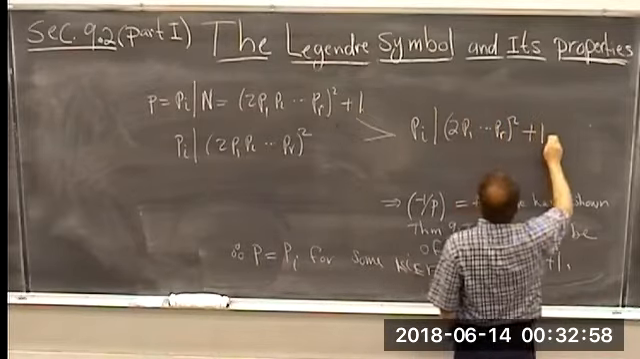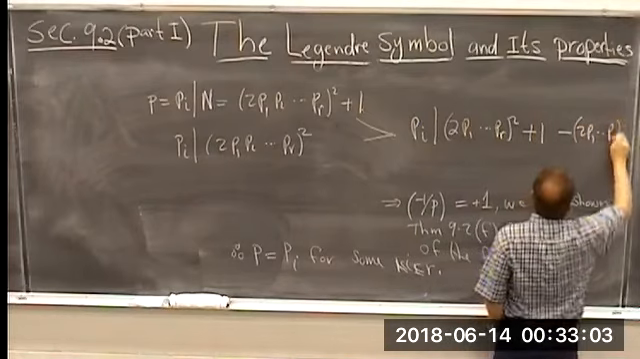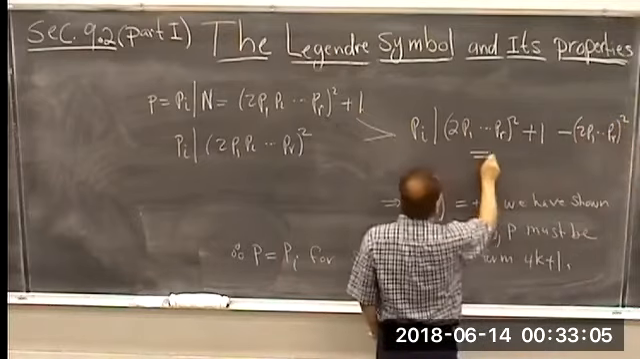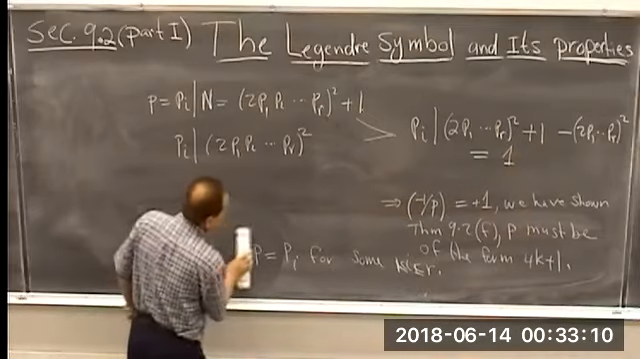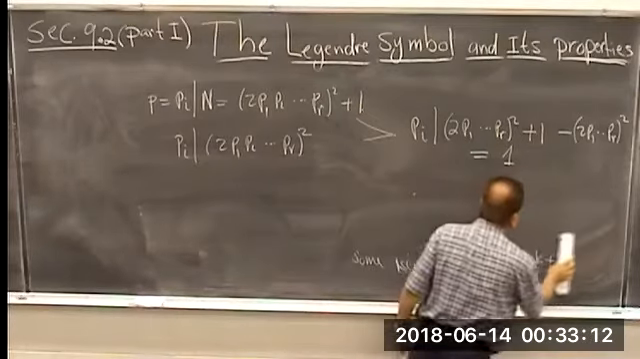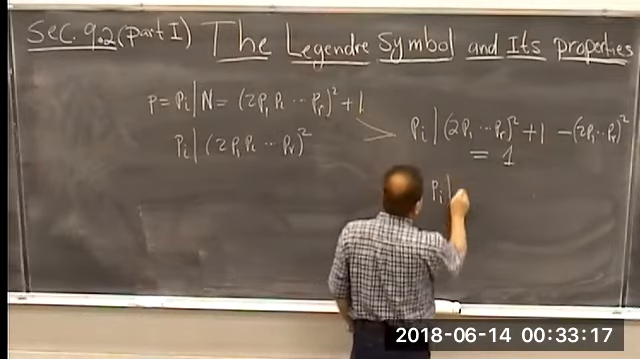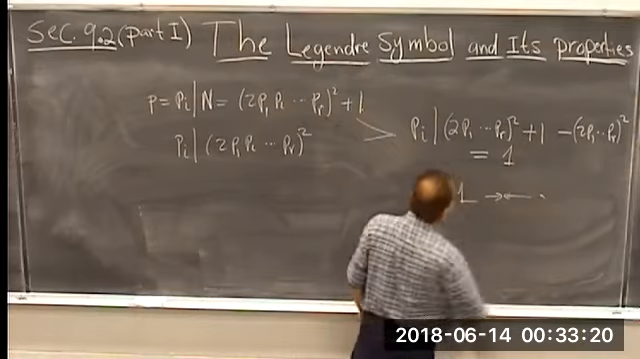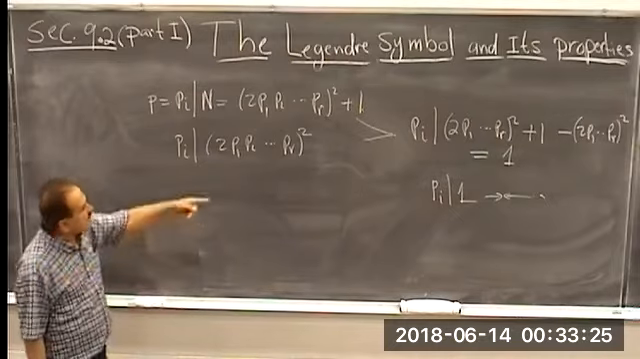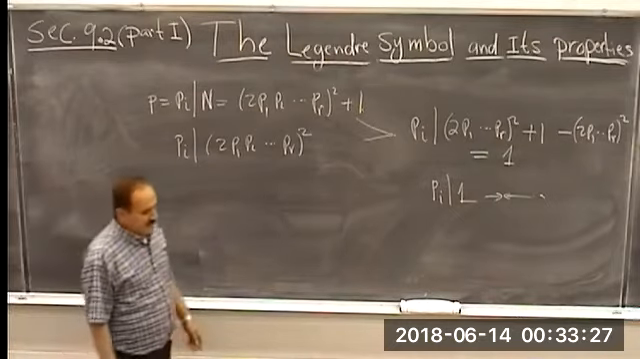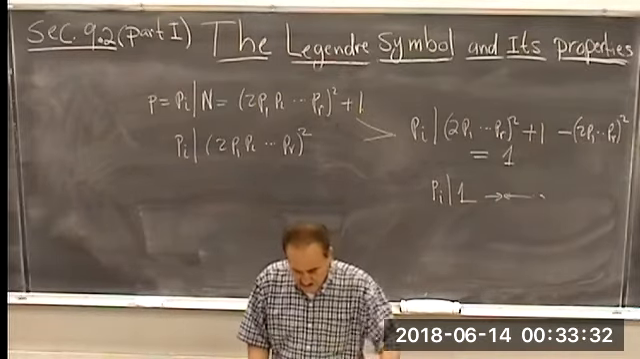Plus 1 minus 2P1 up to PR squared, and all of this is equal to 1, and this is, of course, a contradiction. So P sub I divides 1. All right, so all the arguments are correct except our assumption that actually there are finitely many of these primes.